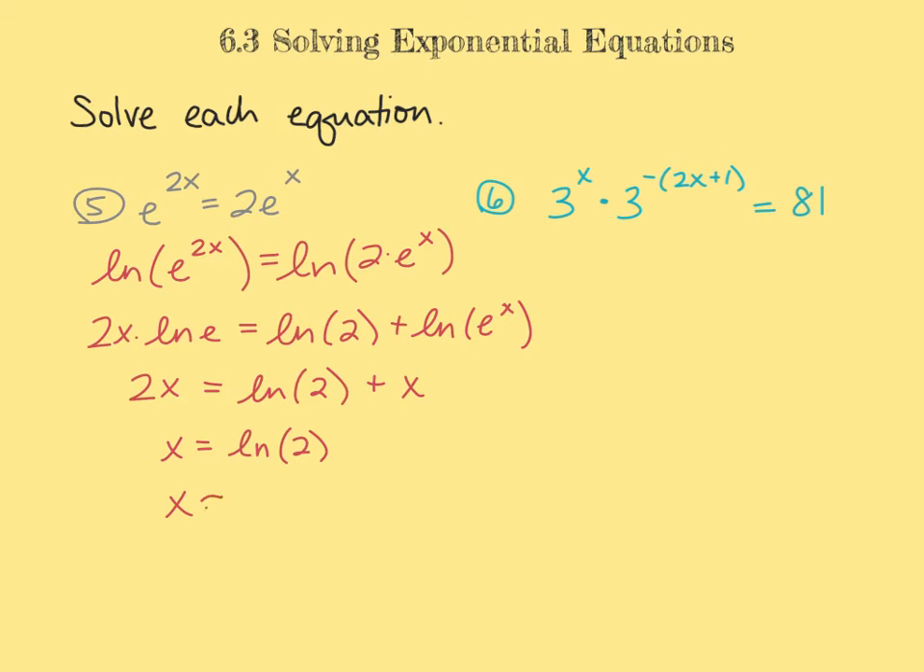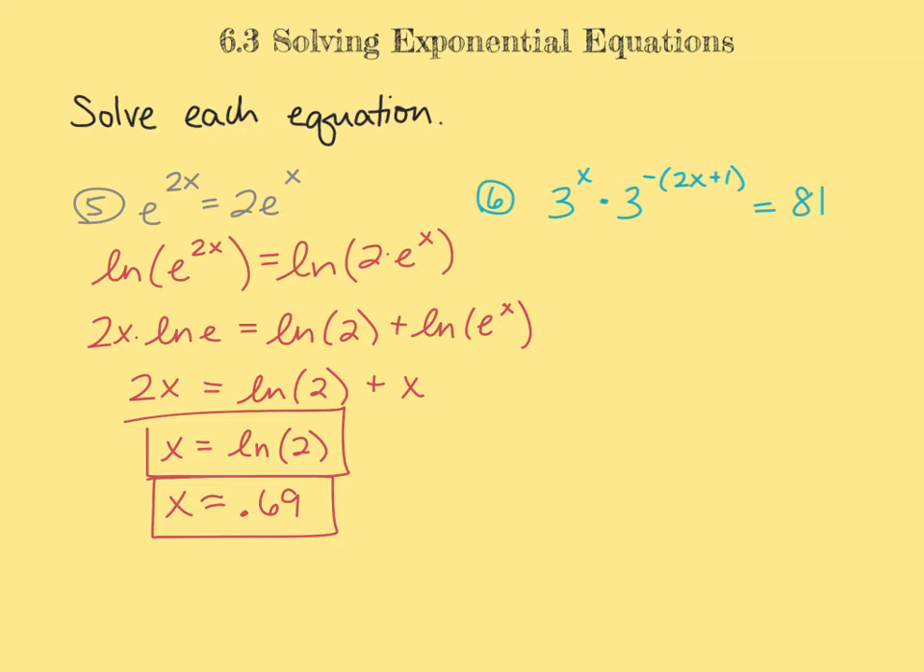If you wanted to see what that was as a decimal, this is saying e to the what gives us 2. E is a little larger than 2, recall, so this is the number 0.69. But natural log of 2 is totally fine.